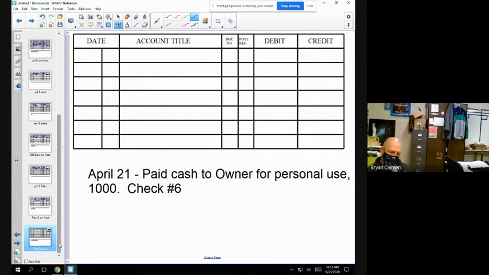Jenna, will you read that one, please? April 21st, paid cash to owner for personal use, $1,000, check 6. Okay, what's the debit and credit for that one? Debit would be the owner's drawing, and then credit would be cash.